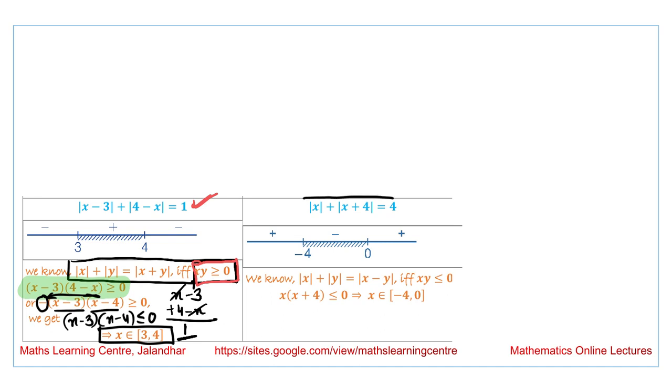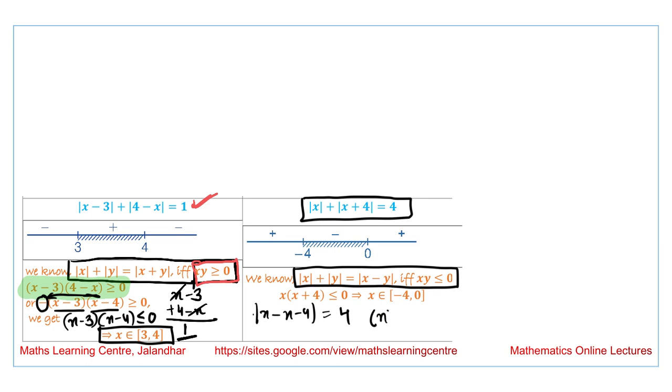In the second part, it is mod of (x plus 4) is equal to 4, and this holds if x into y is less than or equal to 0. So in this condition we have mod of (x minus 4) equal to 4 if and only if x into (x plus 4) is less than or equal to 0. On solving this we obtain that x belongs to the interval minus 4 to 0. If you do not want to solve by using these direct results, what we have to do is look at this first equation.